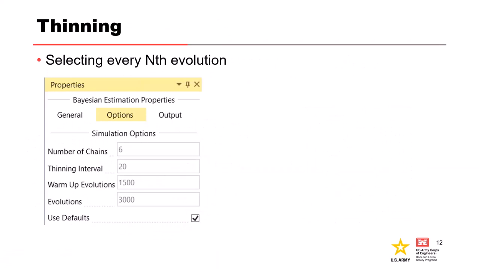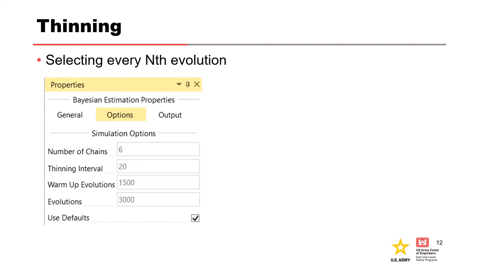So another little concept in best fit is thinning. I'm going to just go through this real quick. These are defaults, and you don't have to change this. Best fit is set up so that you're going to get a good answer right out of the box. It's going to do 6 chains per parameter. You probably only need 2 or 3, but by default, 6 ensures that it does it correctly. Thinning is set to 20.